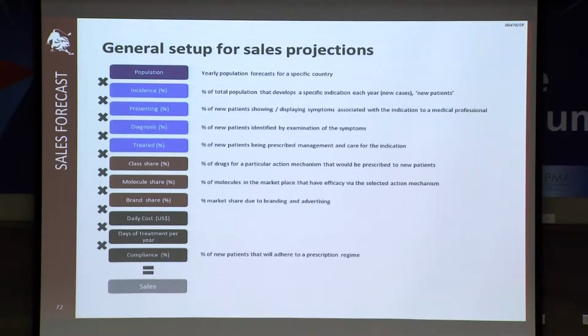Then you have presenting. So I may have the disease, but I'll need to go and see a medical professional first to get the necessary treatment I need. And when I see someone, I need to be correctly diagnosed. I need to be identified as having the disease. The next one, treated. Once I've been diagnosed, once I've seen a medical professional, I need to be treated.